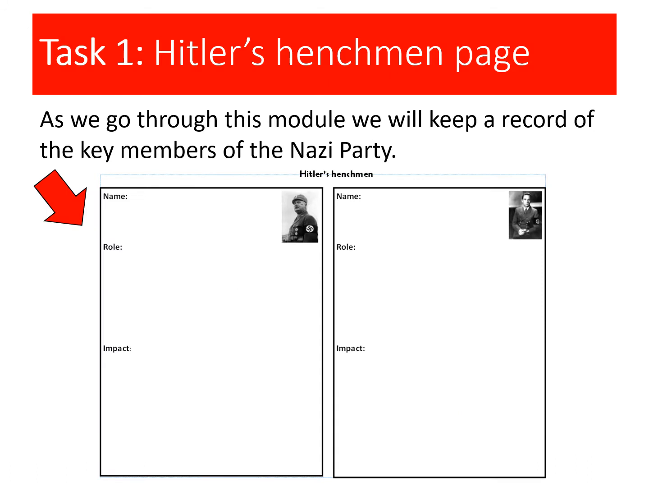Before we do that, I want you to go to your Hitler's Henchmen page, which is in the booklet. Last time we looked at Joseph Goebbels, which is on the left-hand side, and he was the Minister of Propaganda, so he was in charge of making the posters and things. Can we go to the first box on the right-hand side? We're going to look at Rom.